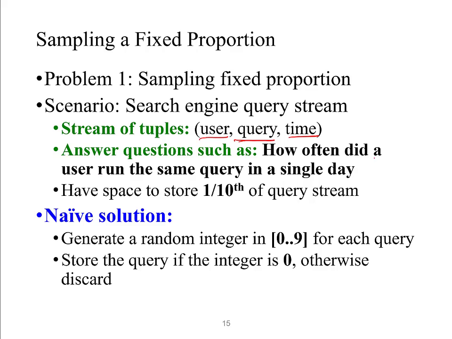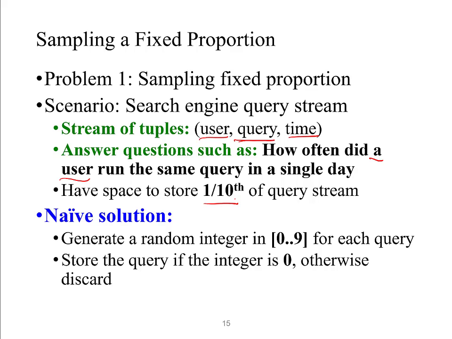How often did a user here means actually any of the users. How often did a user run the same query means it has run a query multiple times, more than once, in a single day. And let's assume that we have space to store 1 out of 10 of the query stream, so 10% of the query stream.